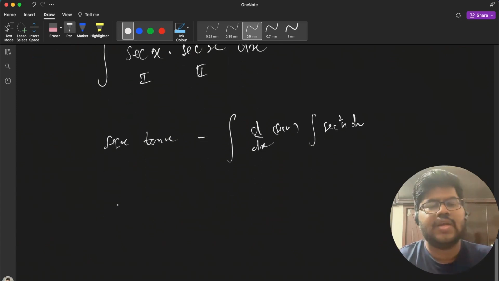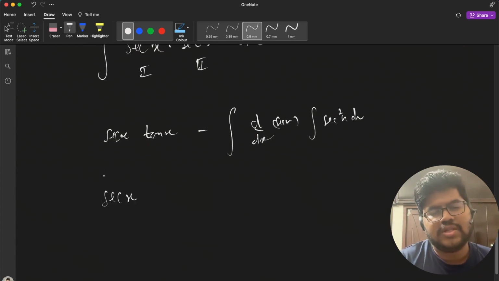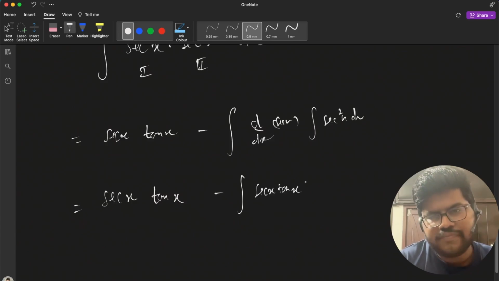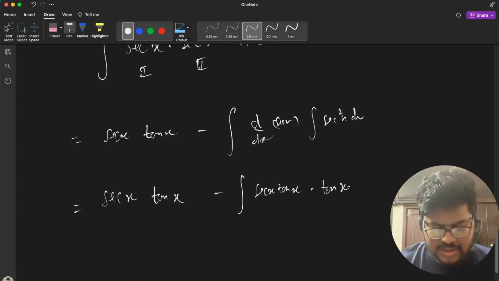the second function, right? So this is sec x tan x. Don't forget to put the equal to sign, it is very important. Then minus the differentiation of sec x, which is sec x tan x, and the integration of sec square x is tan x, right?